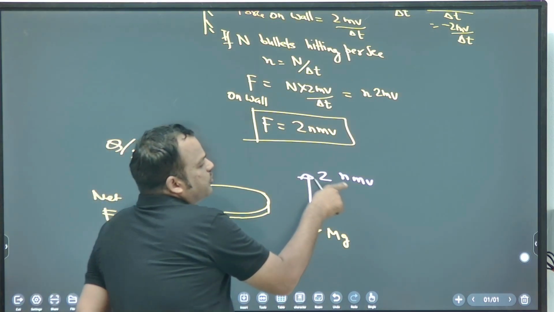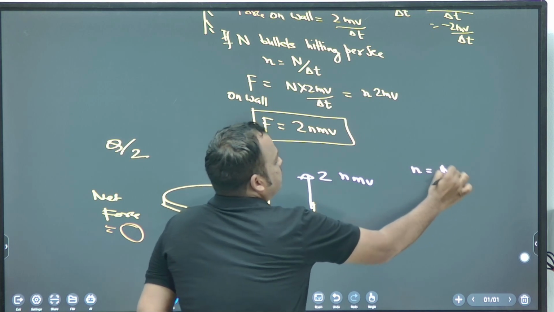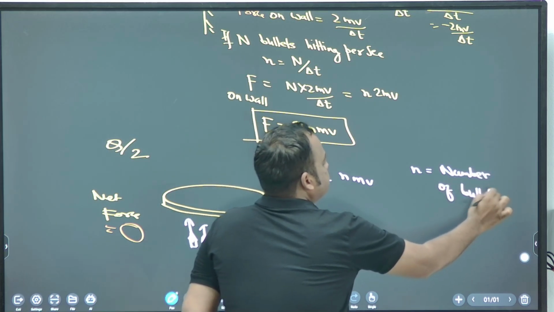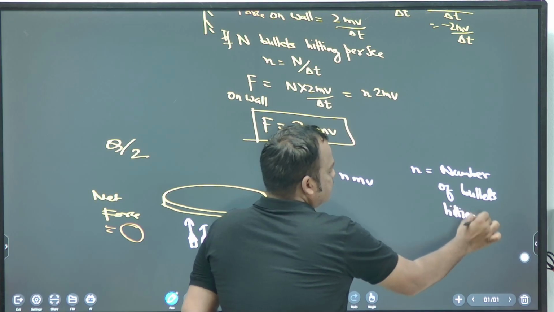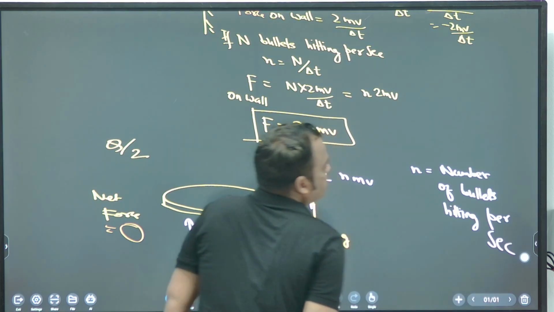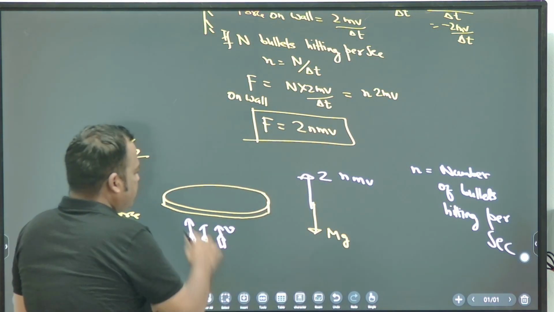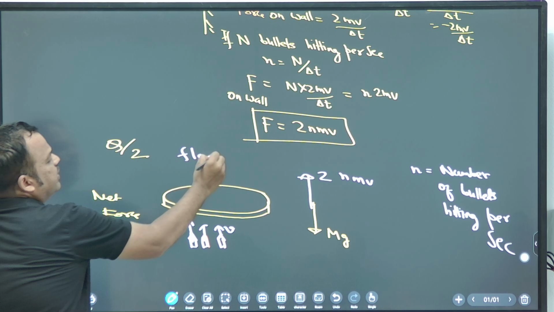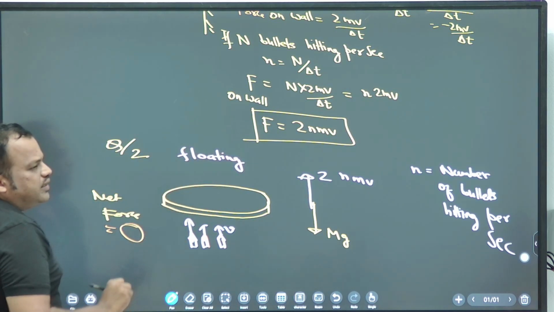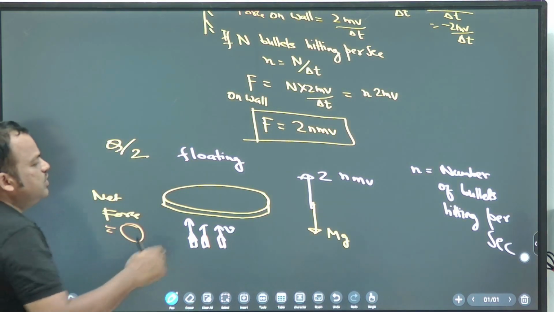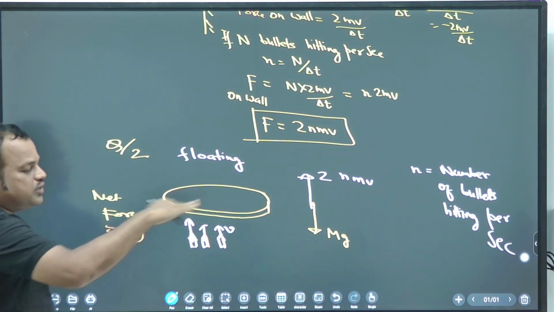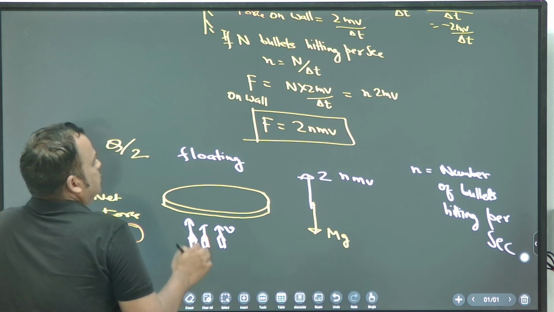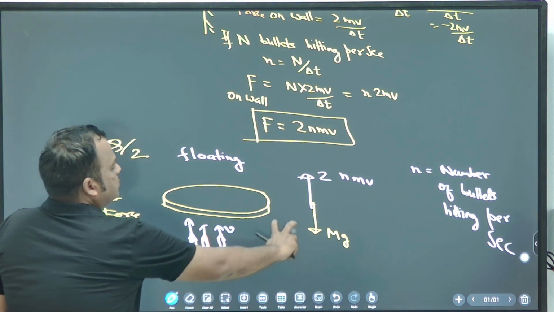Small n is the number of bullets hitting per second. Okay, clear? So now equate these two because it is at rest. So net force is 0. Floating means rest, remember. If any object is floating, then it is at rest, like a boat floating in a lake. So what is the net force on the boat? 0. So now you can solve this.